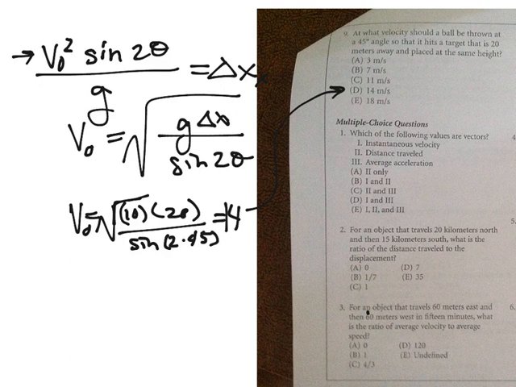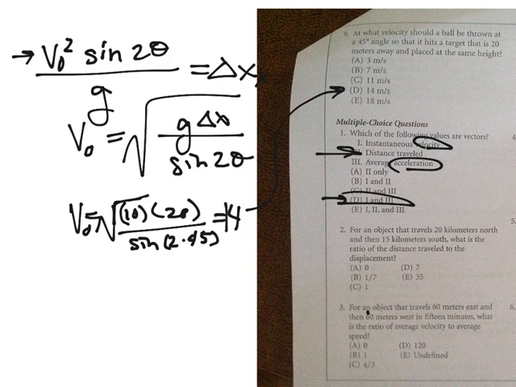Alright, multiple choice questions. Which of the following values are vectors? Instantaneous velocity, distance traveled, average acceleration. Hopefully you remember that velocity is a vector. It has direction. Acceleration is a vector. However, distance is not a vector. That would give us 1 and 3 are correct.